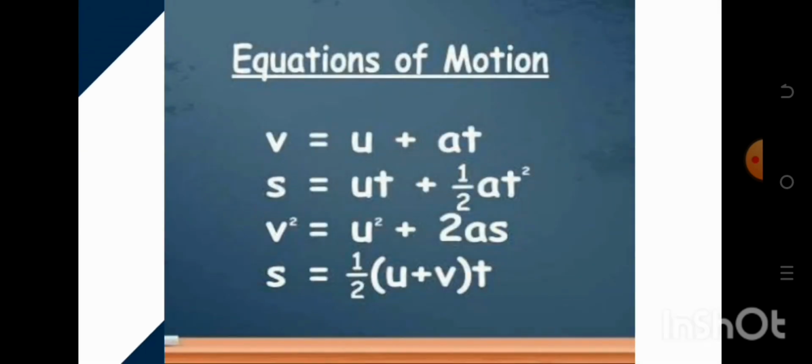Alright, let's look at those equations once again. Number 1: v equals u plus at. Number 2: s equals ut plus half at squared. Number 3: v squared equals u squared plus 2as. And number 4: s equals half (u plus v) times t.